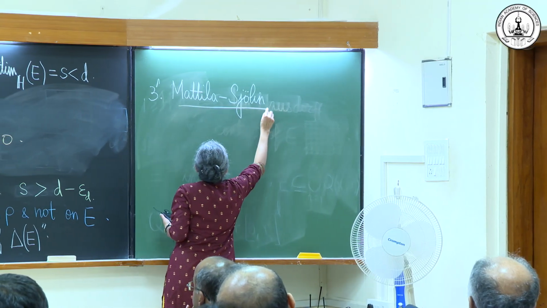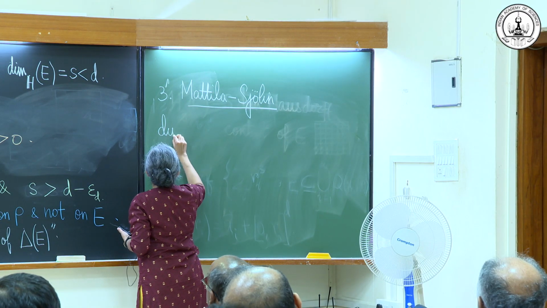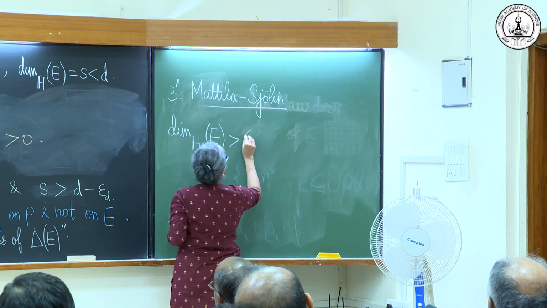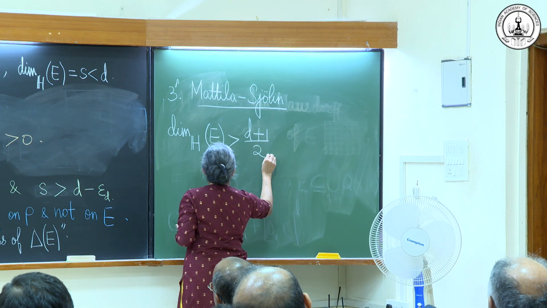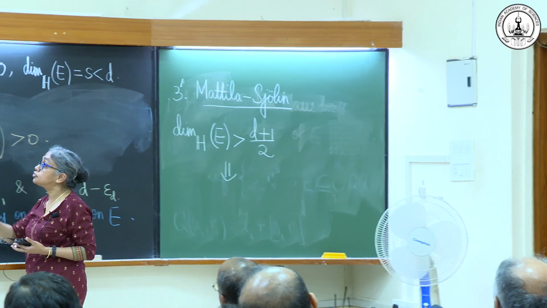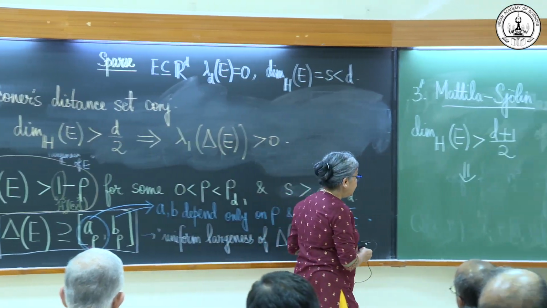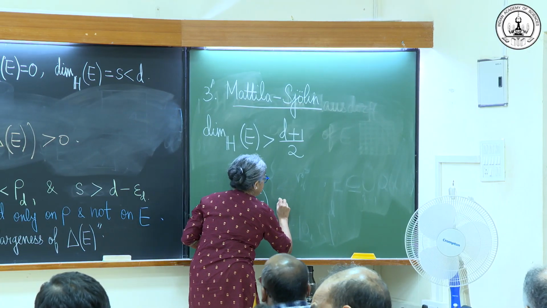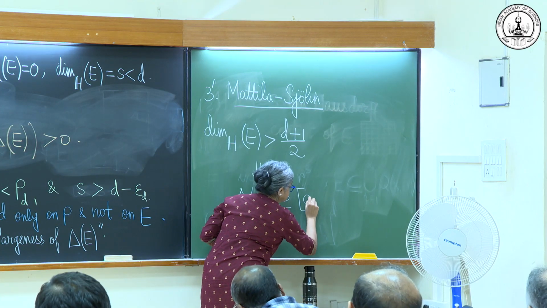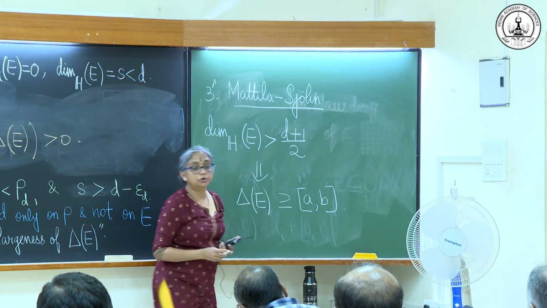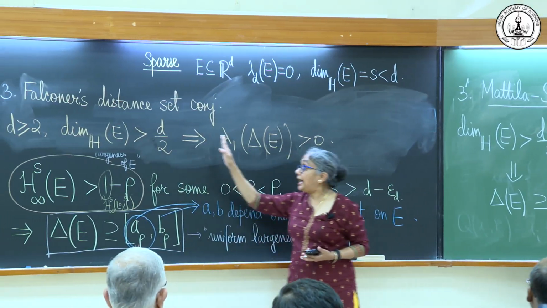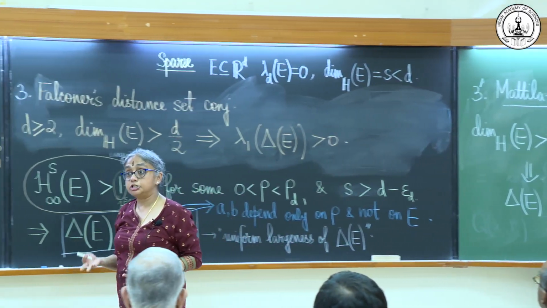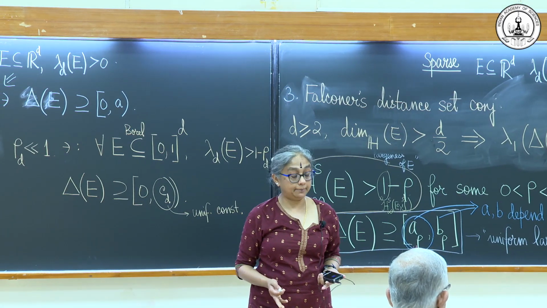Okay? And what they showed is that if the Hausdorff dimension of E is strictly larger than (d plus 1) over 2, so you realize a stronger condition than this, then the distance set of E has non-empty interior. So stronger assumption and stronger conclusion. It's related to Falconer, but obviously not Falconer itself.